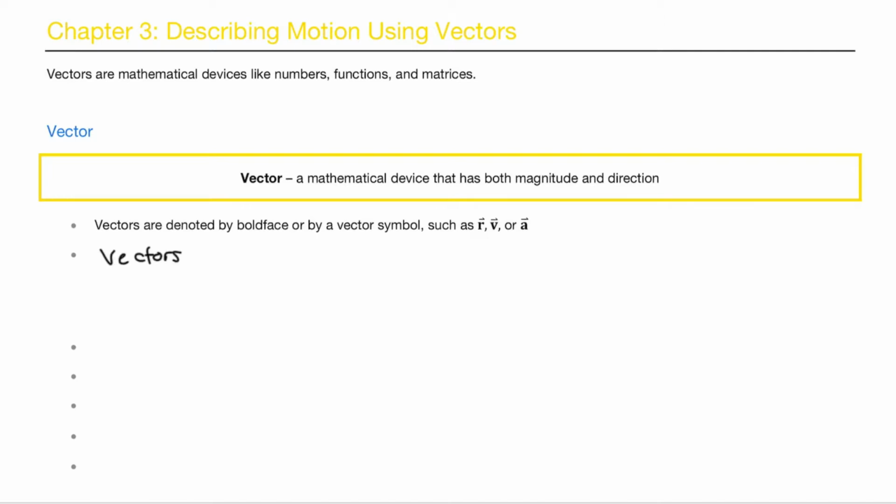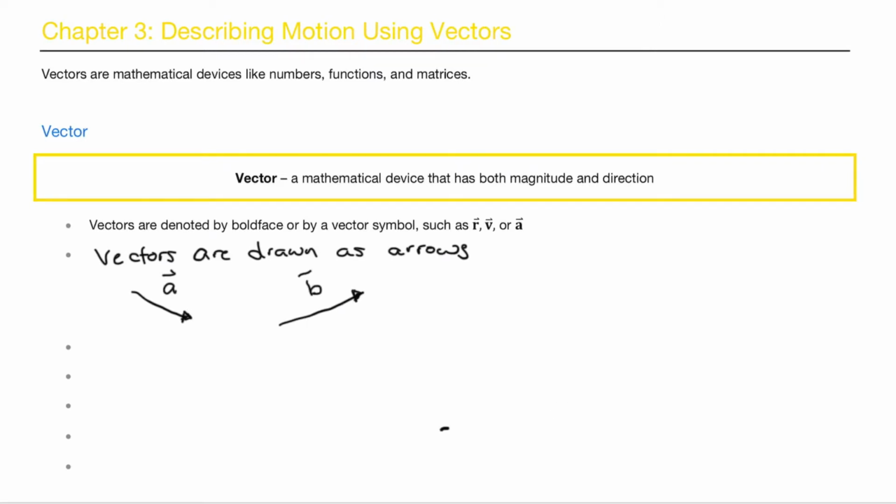In order to draw a vector pictorially, we draw them as arrows. In this case, you can see vector A, and you can see vector B. And since these objects have magnitude and direction, it's important to understand how that shows up in the picture of them. It should be pretty clear that the magnitude of the vector is represented by the length of its arrow.